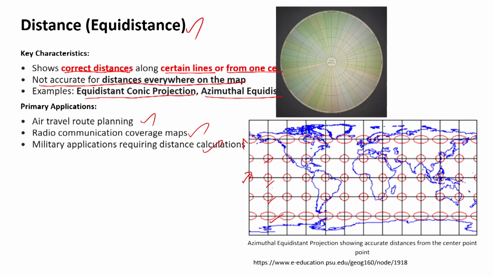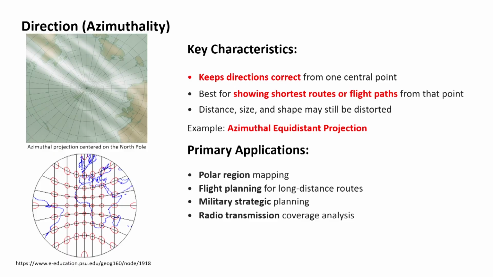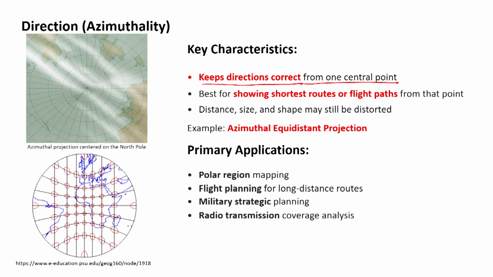So, if any military operation needs a distance calculation, this projection will probably give you a better result and better understanding. It will lead to precision operation. Then let us move on to the next distortion, direction, or azimuthality. Look at the key character: keep the direction correct from the central point, similar to what we have seen with direction and distance. It is best for showing the shortest route or flight path.